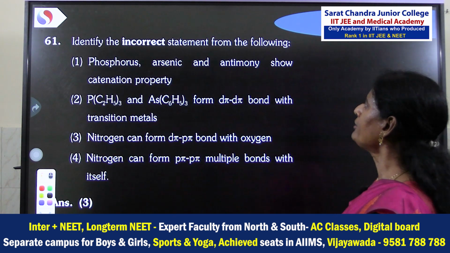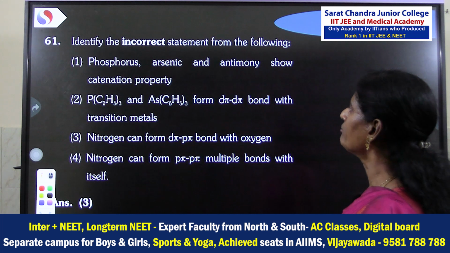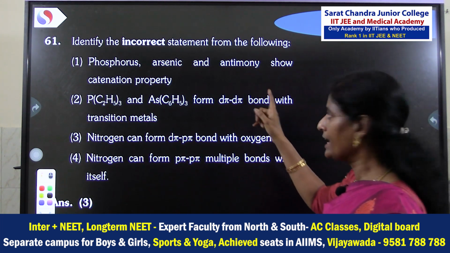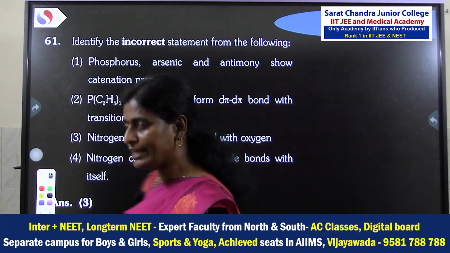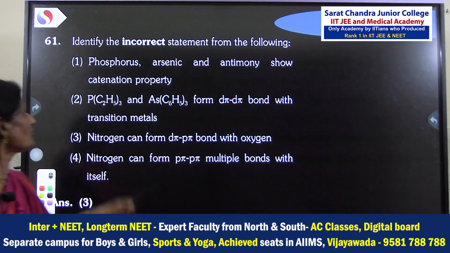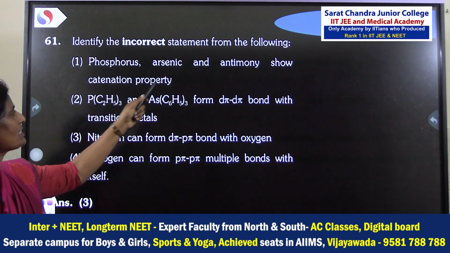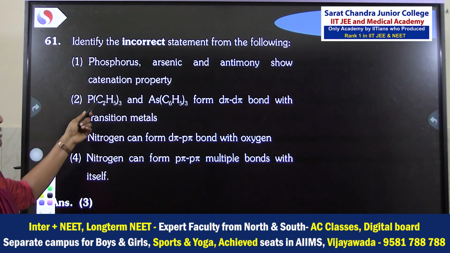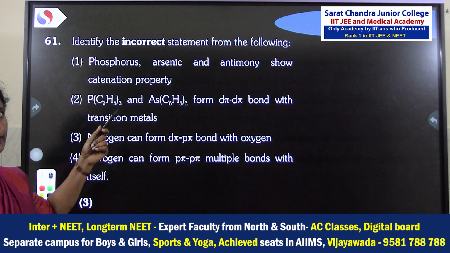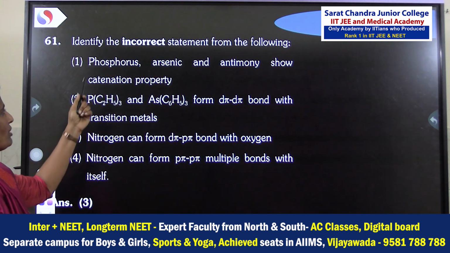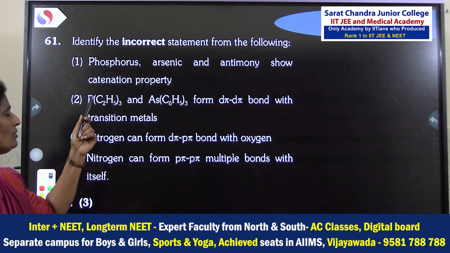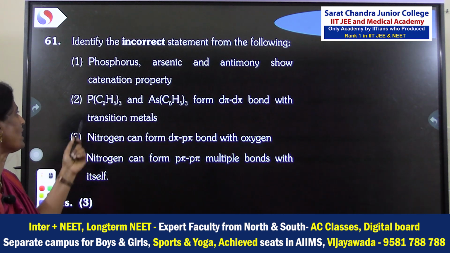Number 61. Identify the incorrect statement from the following. Phosphorus, arsenic and antimony show catenation capacity. So is it right? Yes, it is right, because phosphorus, arsenic and antimony are able to show catenation property. They are able to link. So one phosphorus atom is linked to other phosphorus atoms.